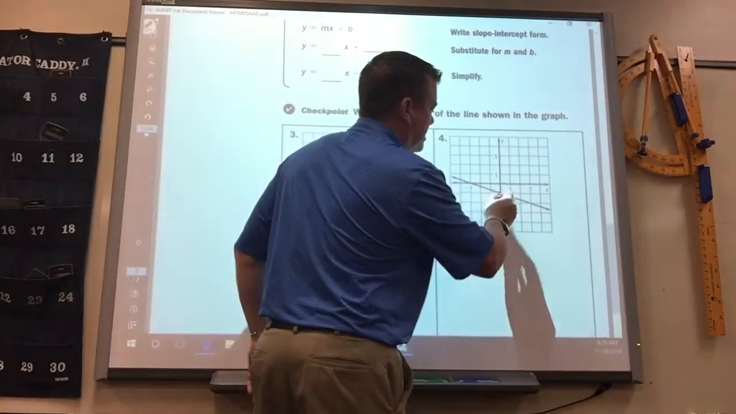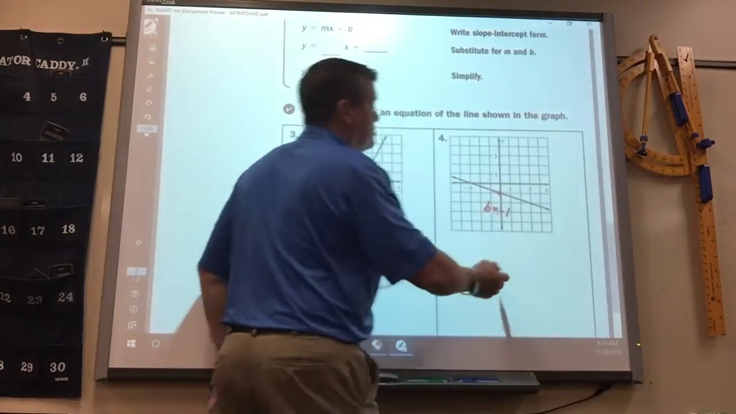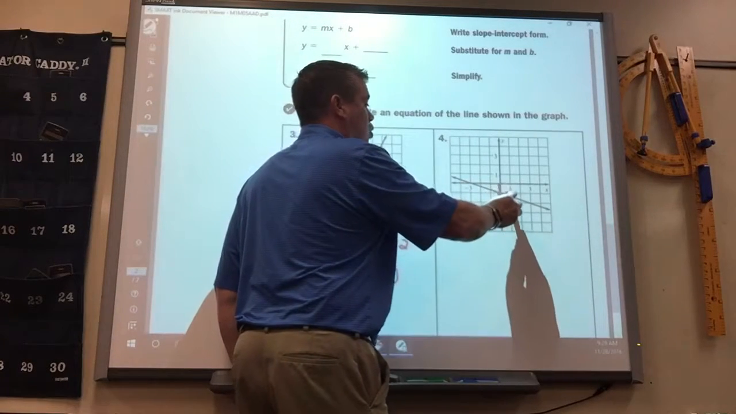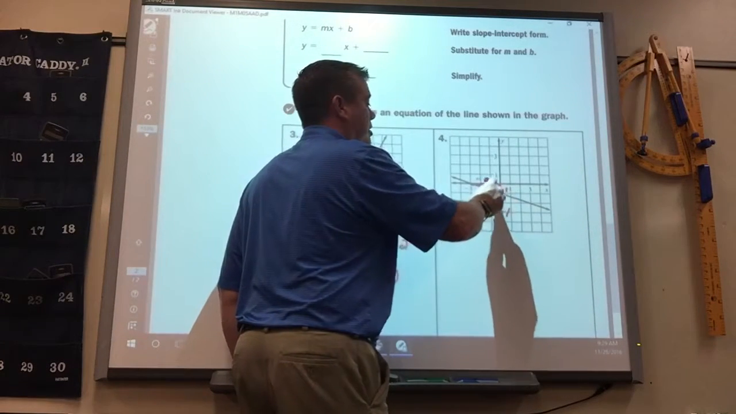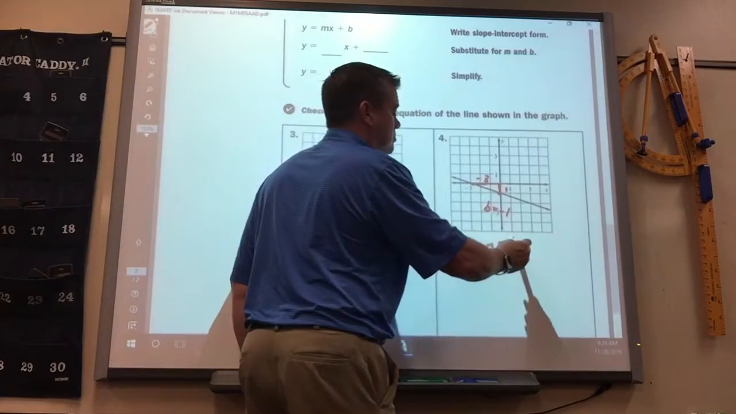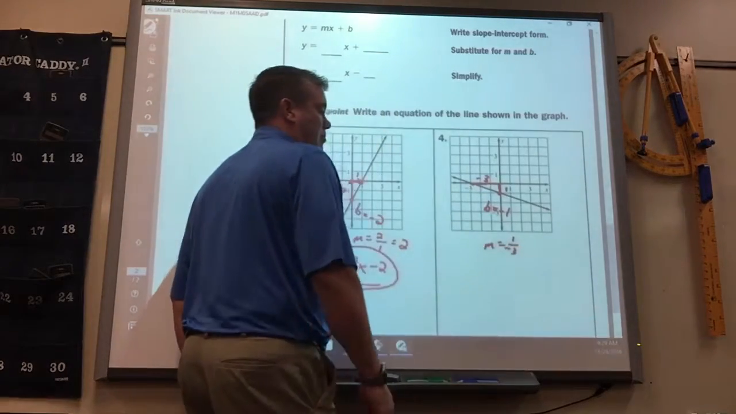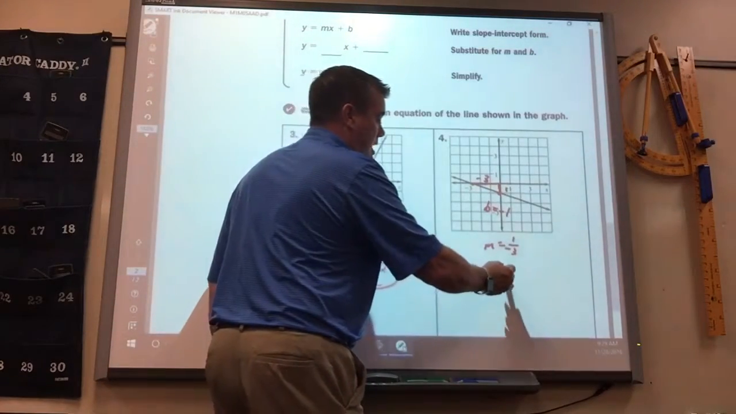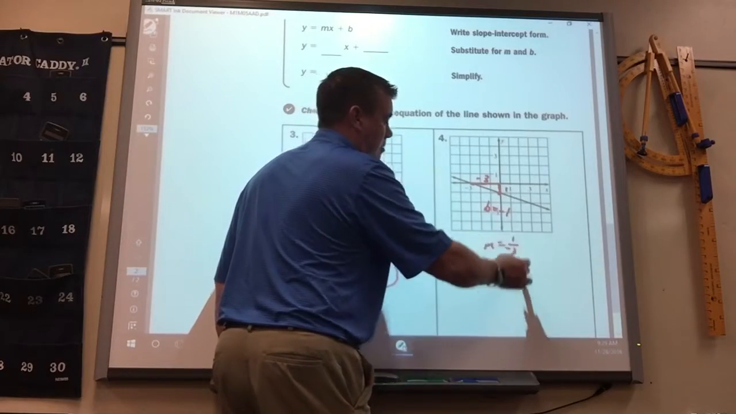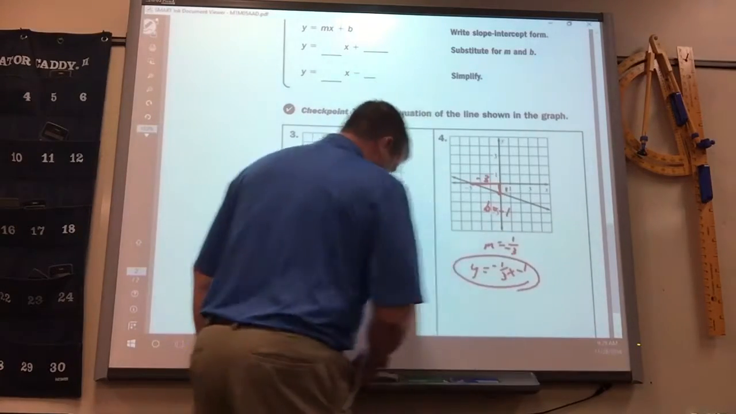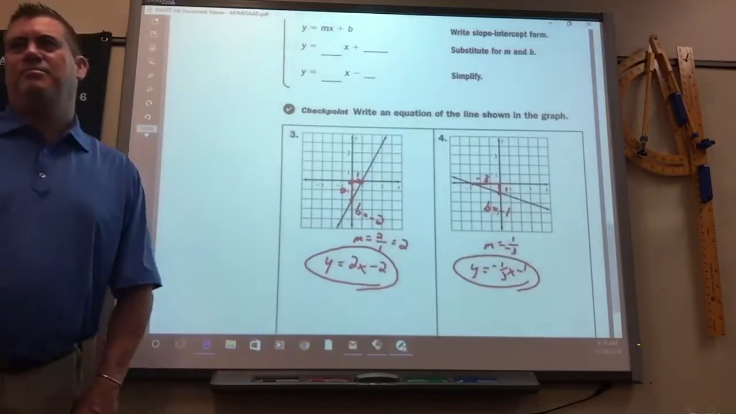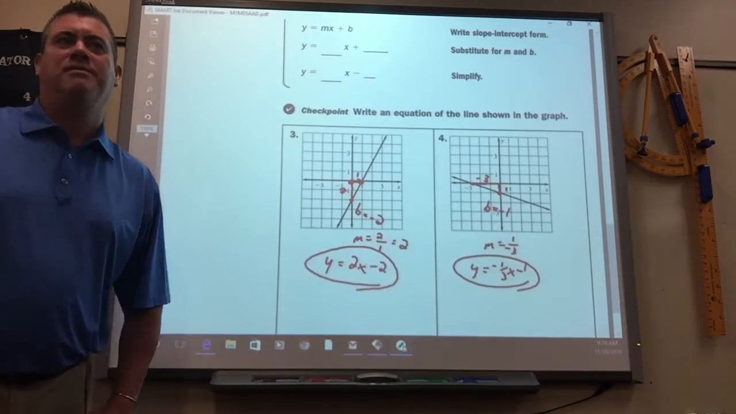So this b is negative 1. And the slope, it rises 1 and goes left 3. So there's the slope. So it'll be y equals negative 1/3 x minus 1. Okay, that's really all it is today.